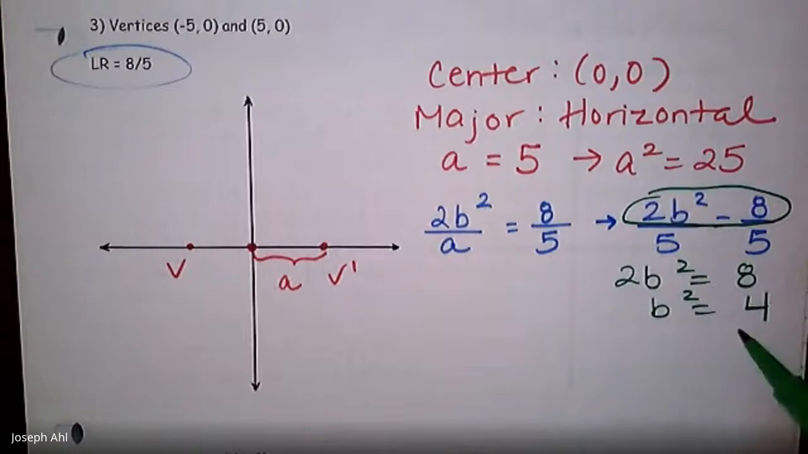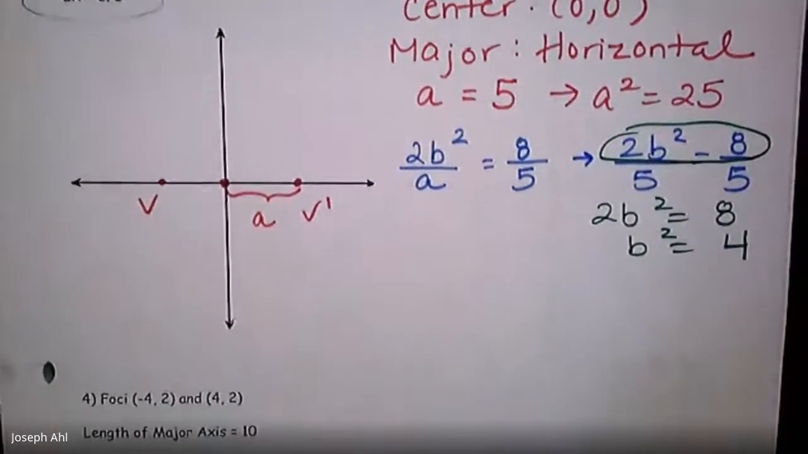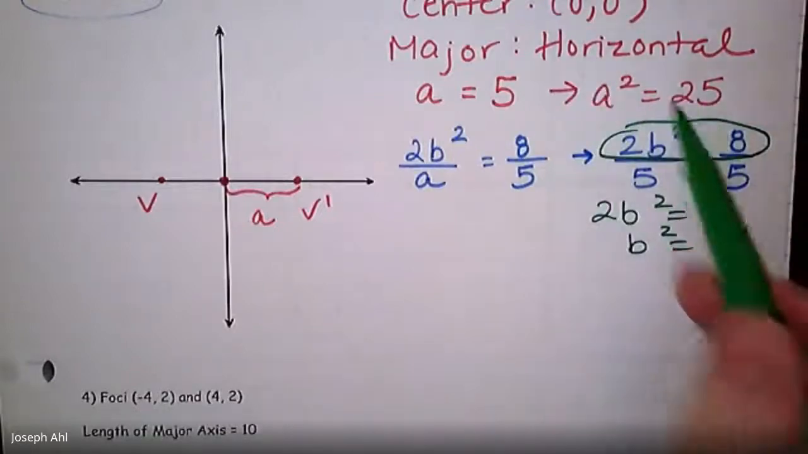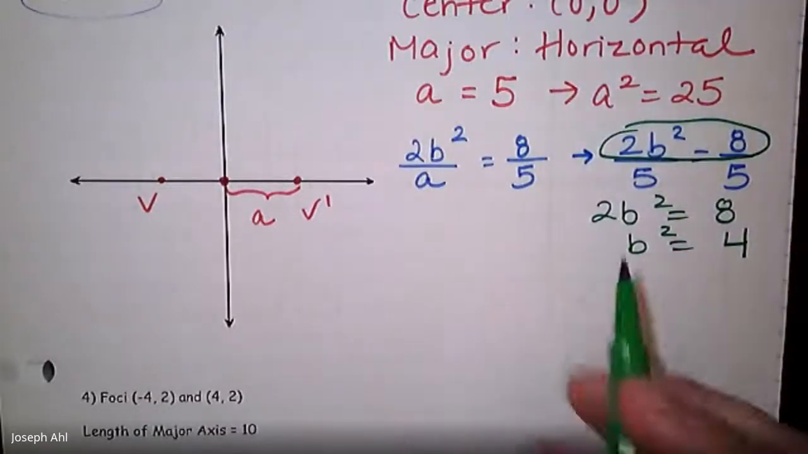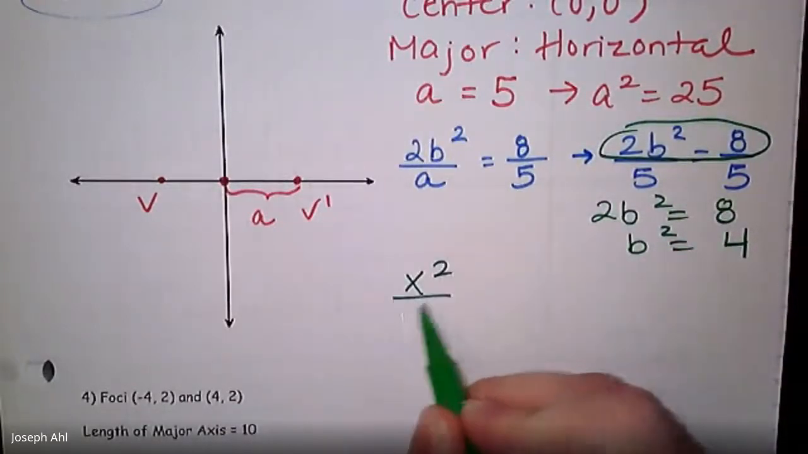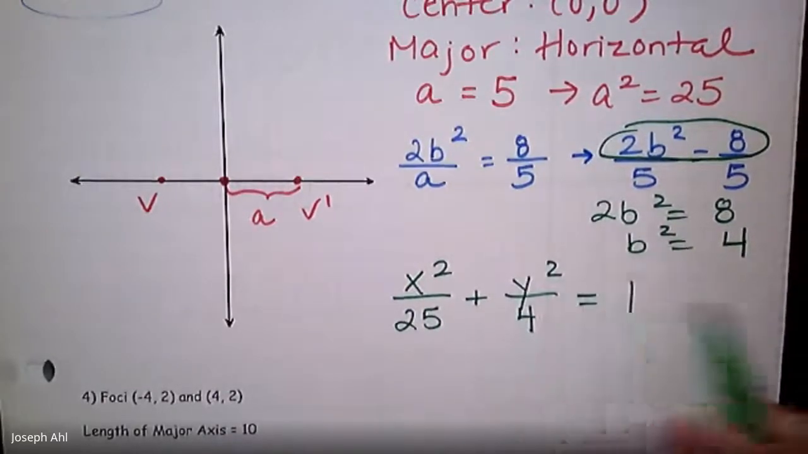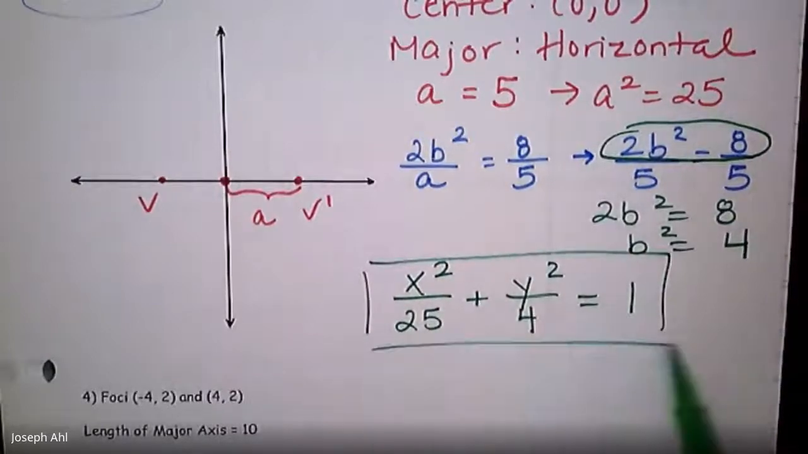But in this case, we have to plug in b squared anyway for the denominator. Okay, center's at the origin, horizontal. Here's a squared, b squared. So it's going to be x squared over the bigger number, which is 25, plus y squared over the b squared, which is 4, equals 1, and we're done. How about that as a little catchphrase so you don't forget it? Equals 1, and then you're done. Because that could be something that we kind of easily forget through the process there.